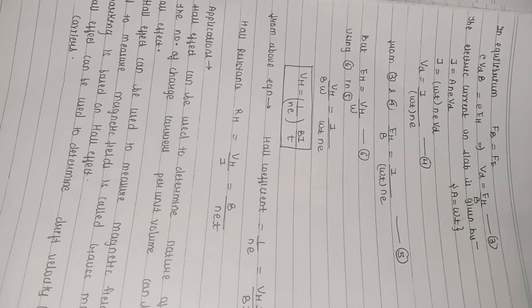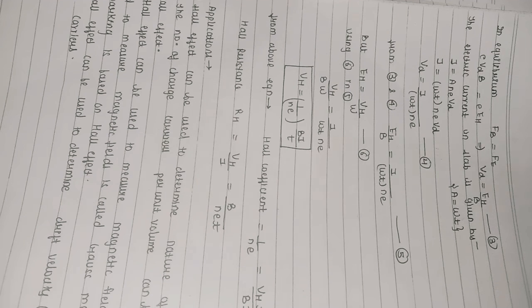Here A is the area, which we can write as width into thickness, so A equals W into T. So I equals W T n e vD, where n is the number of charge carriers and e is the charge. So for vD, the drift velocity, we get I upon W T n e. From equations 3 and 4, we can write EH upon B equals I upon W T n e.